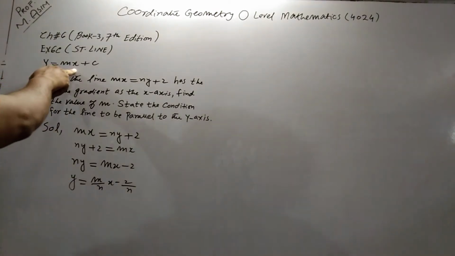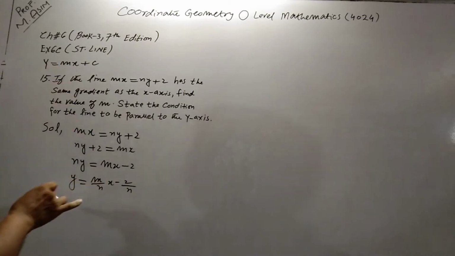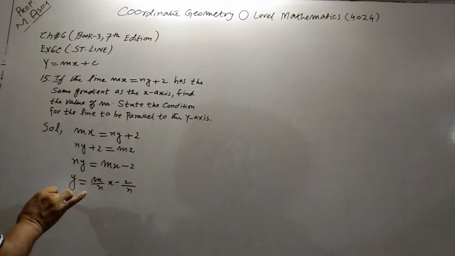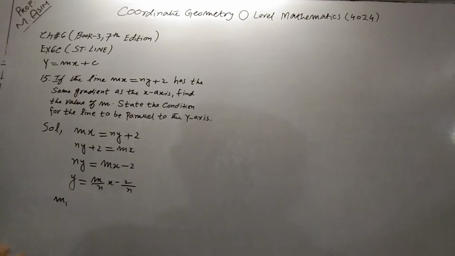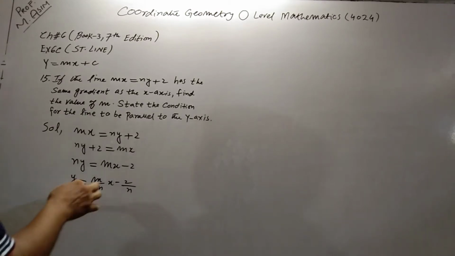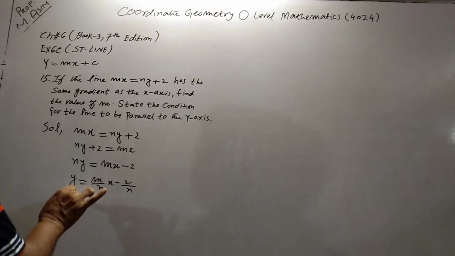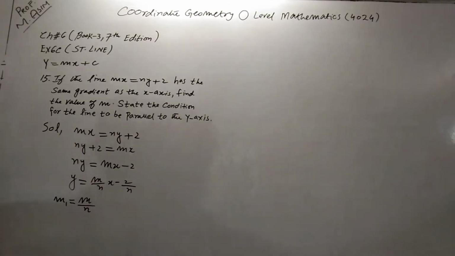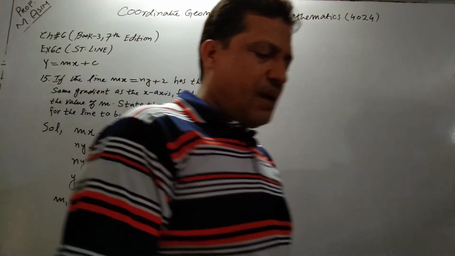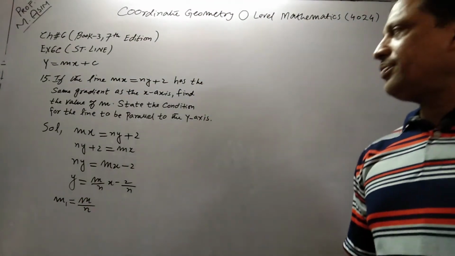Here the coefficient of x is the gradient, therefore we can assign the name of the gradient as m1. What is the coefficient of x? It is m upon n. So we obtained the gradient m upon n from the given line.